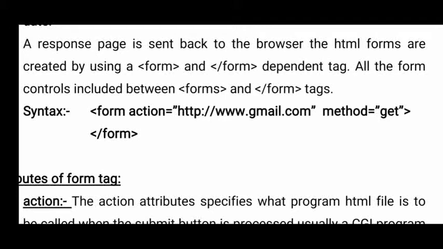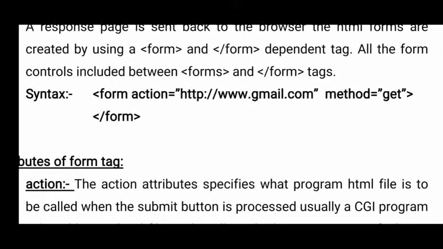What is the use of these attributes here? Action means, for example, when you click on the submit button, that data should be submitted to a server, as I already said. So when the user clicks on the submit button, to which server that data should be submitted is given by the action attribute. Here I have given action equals http gmail.com. So when you click on the submit button, whatever information you have filled inside the form is submitted to a Gmail server.